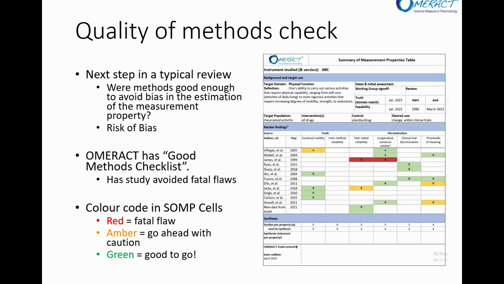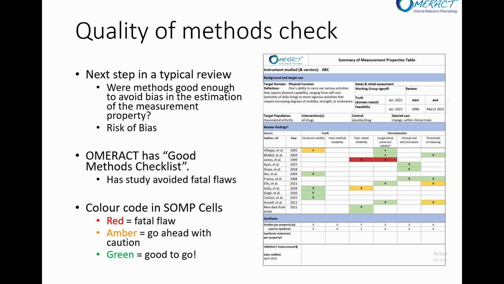The quality of methods check is the typical next step in a typical review, where you're looking to see whether the methods were good enough to avoid a bias in the estimation of that measurement property. So it's a risk of bias assessment. At OMRAT, we have the good methods checklist, which really helps us to say, are the methods good enough to avoid any fatal flaws in their design? And we color code the SOMP cells.